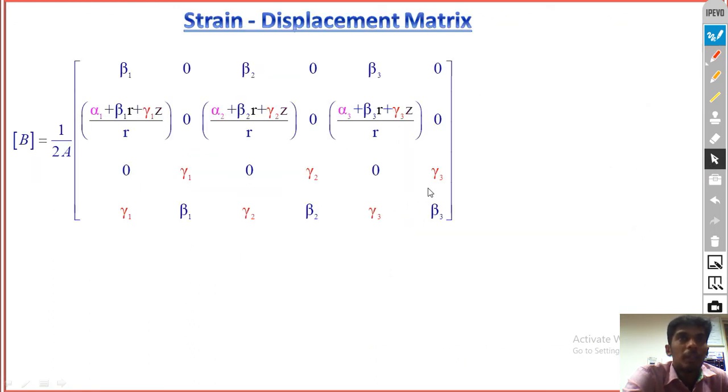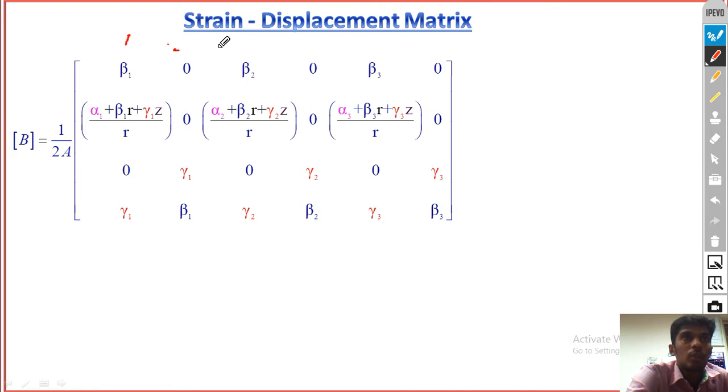Strain displacement matrix. So this is a very important matrix. Previously I mentioned that B is the main relationship between strain and nodal displacement vector. B matrix is very important. Here I am not deriving anything, I am just giving the overall structure of the strain displacement matrix. The structure is 4 cross 6; the size of the matrix is 4 cross 6.